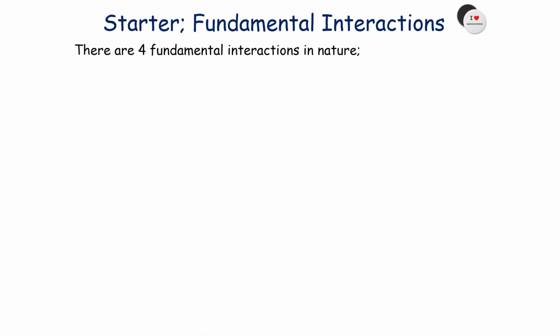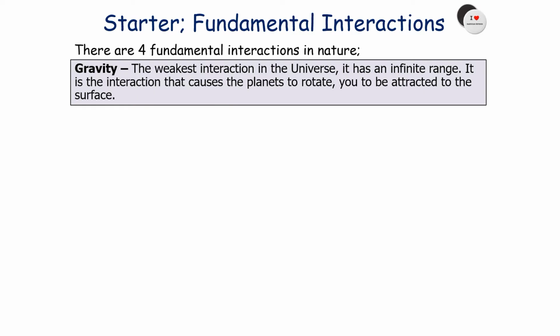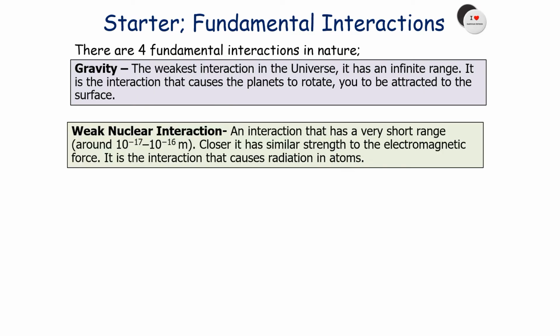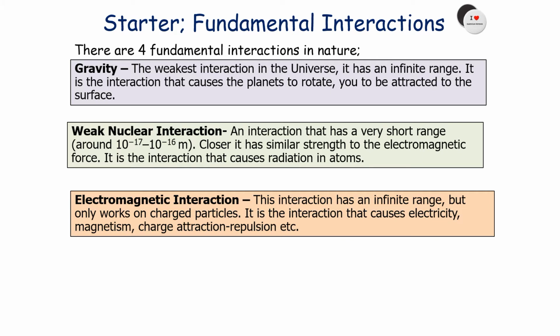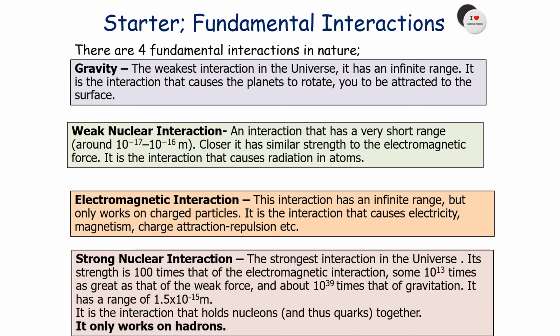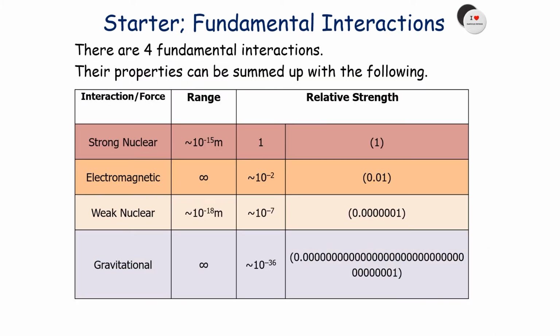So there are four fundamental interactions in nature. You've got gravity, which is the weakest interaction in the universe. Then you've got the weak nuclear interaction. You've then got the electromagnetic interaction. And then you've got the strong nuclear interaction, which only works on hadrons. So we can sum up the properties of the different interactions with the following table.